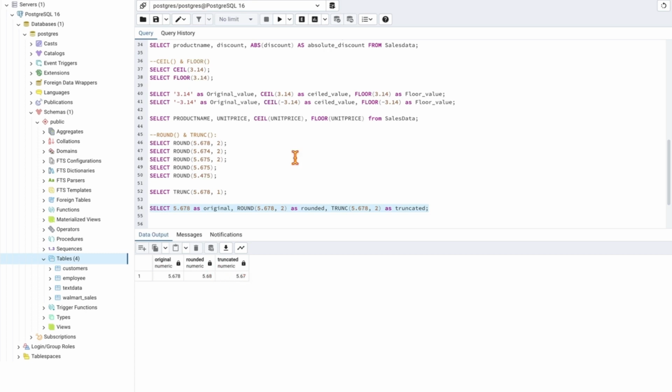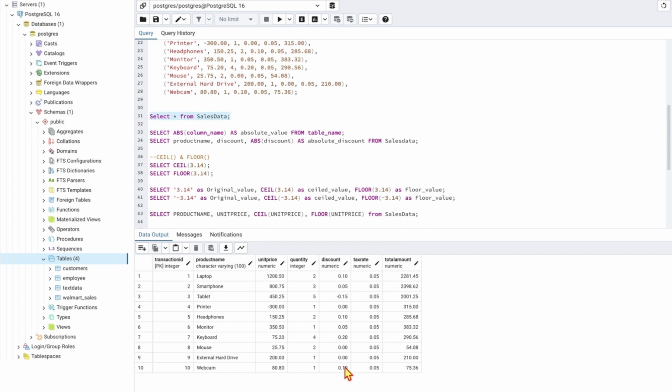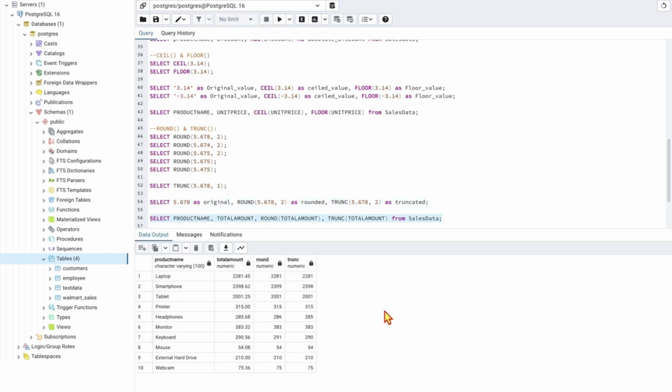Let's apply this on the table now. Let's execute select star from sales data once. Look at this. Now let's apply truncate and round functions on total amount of this. Copy this. Product name, instead of unit price, I'm using total amount. Let's execute and see. See, the original total amounts are mentioned here.